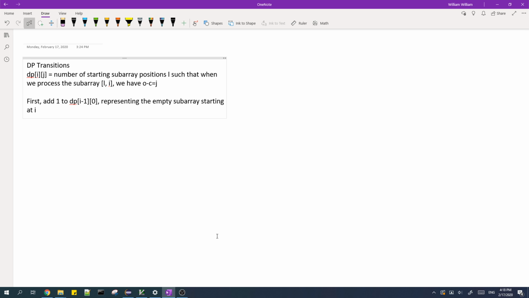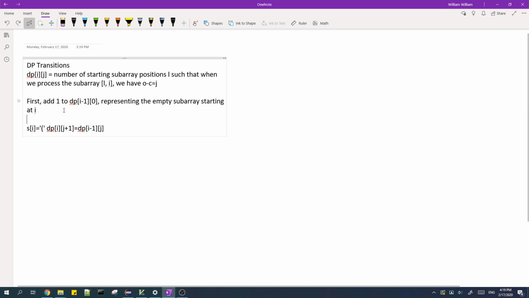Okay, so now we need to figure out how to calculate the transitions for this dp. So first, we need to add 1 to dp of I minus 1, 0. And this represents the empty subarray starting at index I. And we need to add that before we process character I. And before we process character I, the subarray is empty, so the sum here is just 0.